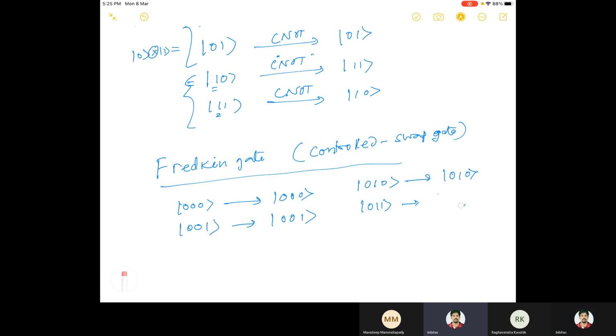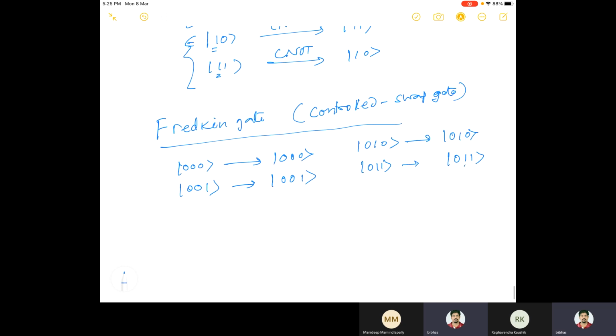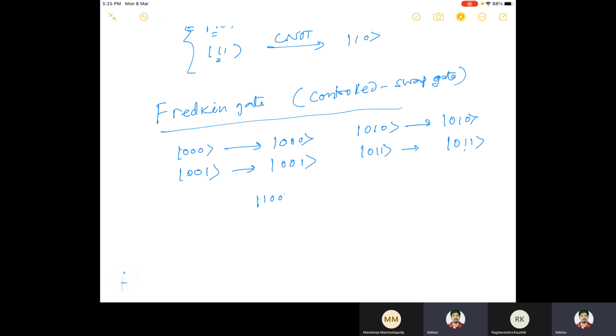So here it should be 0 1 1, and then 1 0 0 1 0 0. So then this will change. The first qubit is a control, so it will swap the other two. But here, since the other two are the same qubits, it will not do anything.